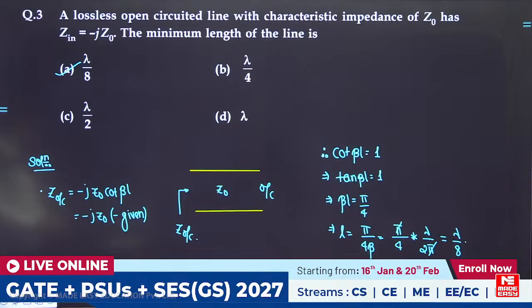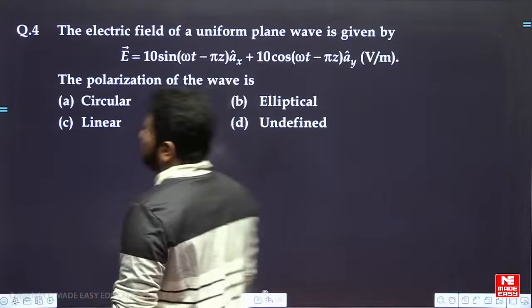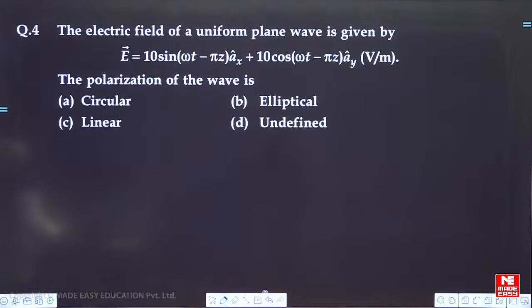Fine. Okay, so that is a simple question. Lambda by 8 is the correct answer. Next, try this question. Question number 4.